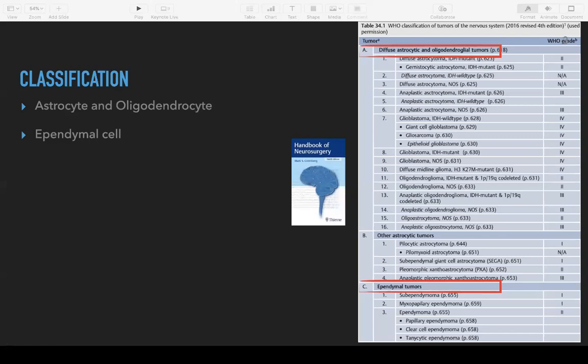For cells, as you all know, for the central nervous system, we have astrocyte. From astrocyte, we have diffuse astrocytoma, glioblastoma, diffuse midline glioma, and the rest. From oligodendrocyte, we have oligodendroglioma, either the anaplastic or the ordinary type. And we have ependymal cell, which contains ependymoma, subependymoma, and the rest.